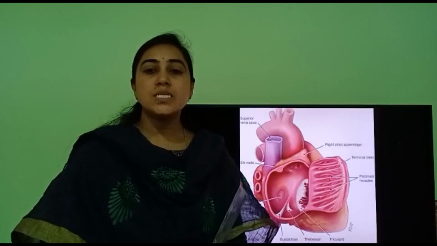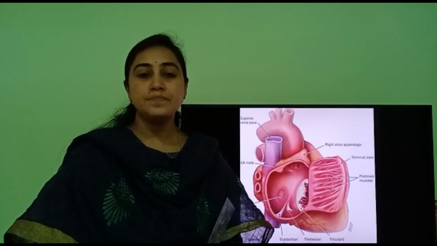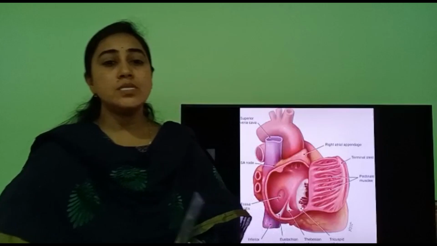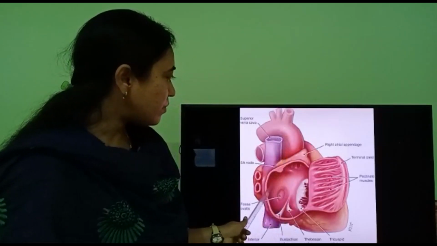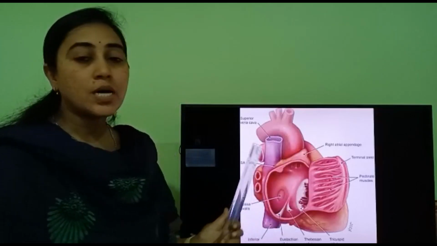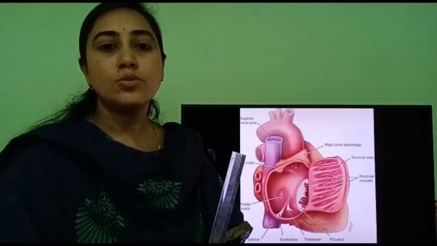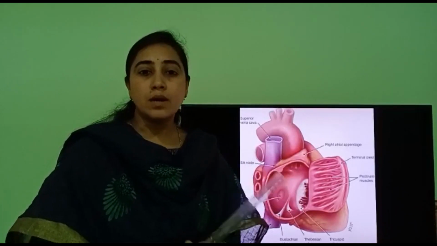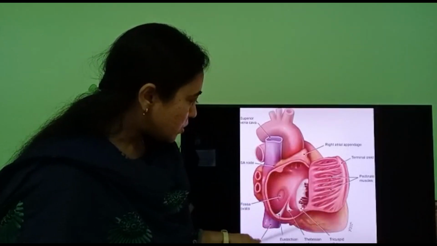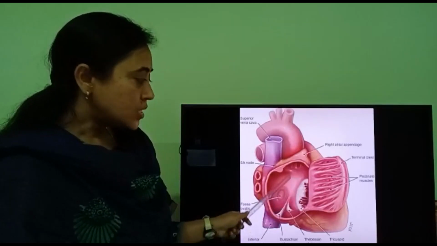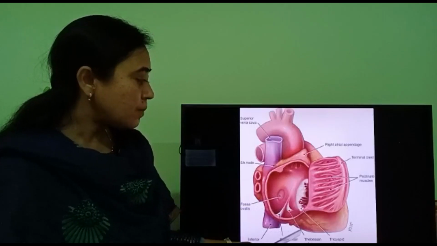The heart also receives blood from the myocardium. Myocardium is nothing but the wall of the heart. Through blood vessels, it is called the coronary sinus. It gets the blood from the wall of the heart through the coronary sinus, whose opening into the right atrium is guarded by a valve called the Thebesian valve. Here you can see the Thebesian valve, where the coronary sinus opens into the right atrium.